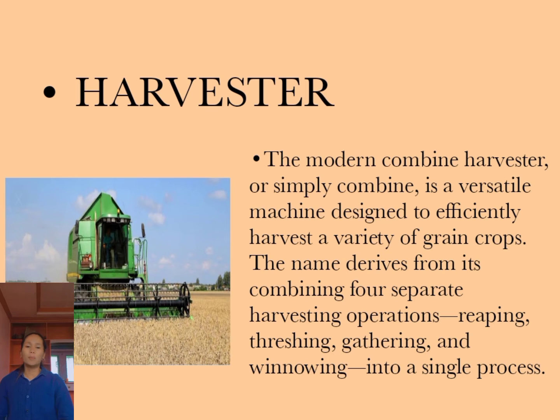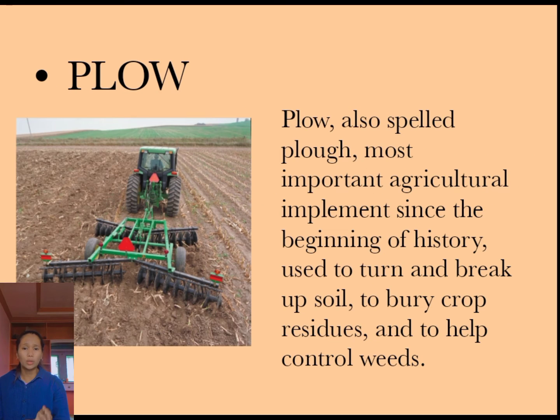Next is combine or harvester. The modern combine harvester, or simply combine, is a versatile machine designed to efficiently harvest a variety of grain crops. The name derives from its combining four separate harvesting operations, which are reaping, threshing, gathering, and winnowing, into a single process.